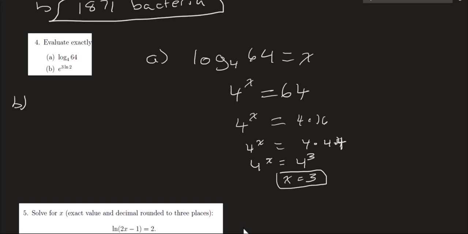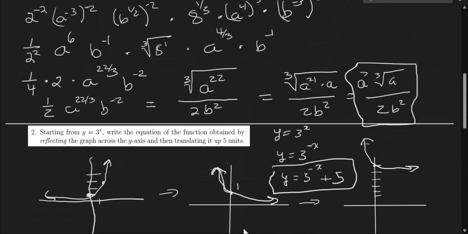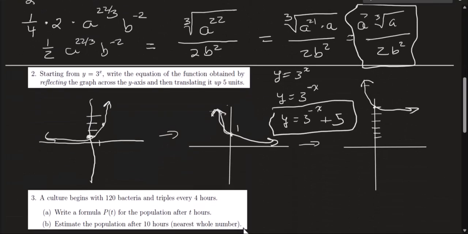And then part B, e to the 3 log 2. I know that e to the log x is just x, so I need to get this in the form of e to the log of something. So I bring the 3 up as an exponent. So that's e to the log 2 to the third, which is e to the log 8, because 2 to the third is 8, and e and log are inverse functions, so that's just 8. So that's the answer for B, and that's the answer for A. So 3 and 8. 3 and 8, yep.